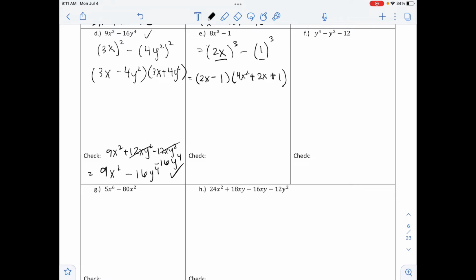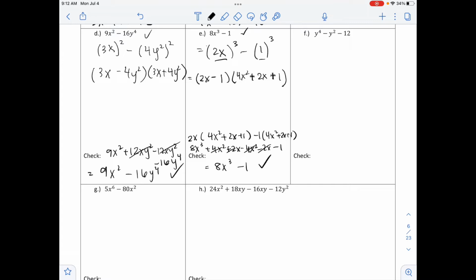So from here, we can check this. I'm going to do that double distribution. I need a little bit extra room, so I'm going to start my check up above. So 2x times 4x squared plus 2x plus 1 minus 1 times 4x squared plus 2x plus 1. Distributing through the 2x, we get 8x to the third plus 4x squared plus 2x. Distributing through that negative 1, we get minus 4x squared minus 2x minus 1. You'll notice that your 4x squareds sum to 0 and your 2x's are going to sum to 0, and we're left over with 8x cubed minus 1, which checks to what we had up above.